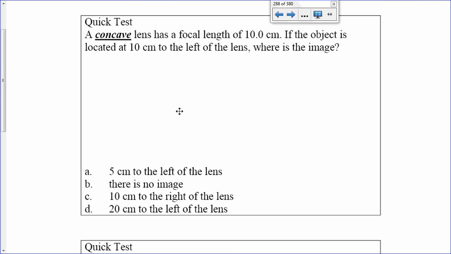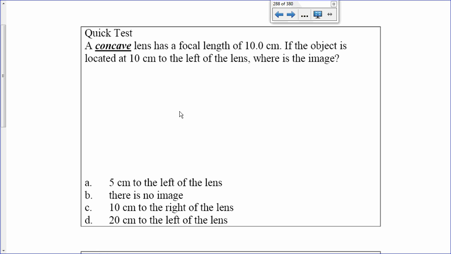Alright, let's try this one. A concave lens has a focal length of 10 centimeters. If the object is located 10 centimeters to the left of the lens, where is the image?